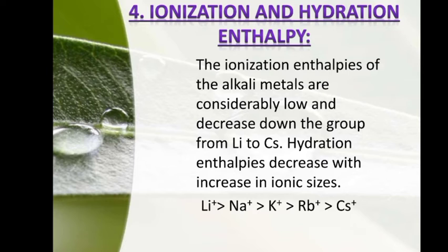So, if you check the ionization enthalpy of the alkali metals, it is considerably low while moving down the group from lithium to cesium. That we know, because while moving down the group, what will happen? The atomic size increases. Hence, the effective nuclear charge on the valence shell decreases. So, an electron can be removed easily from the valence shell compared to lithium.